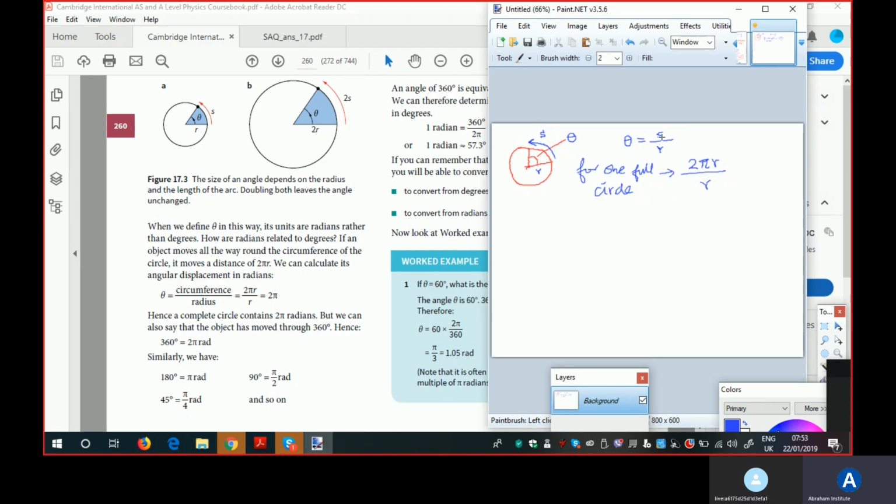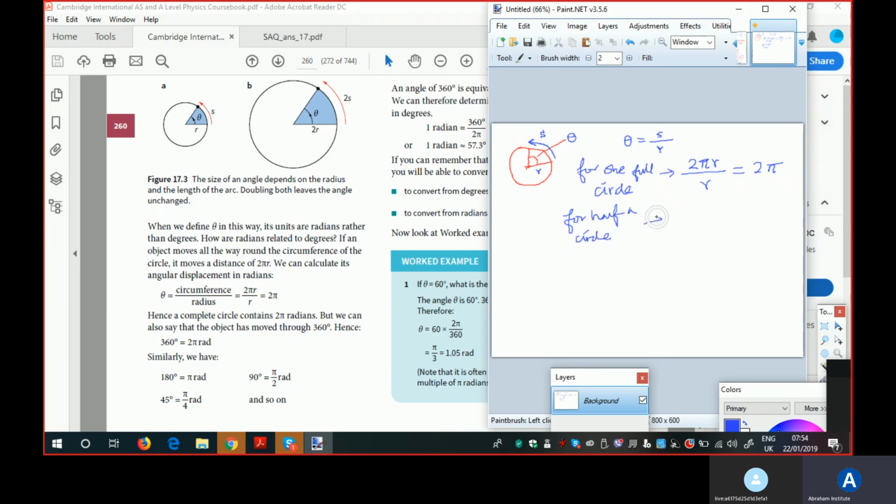Okay, so this is the circumference of the circle divided by the radius of the circle. All right, so we are using this formula. So circumference divided by the radius will give you the angle in radians. So when it completes 1 full circle, the angle is 2 pi radians. So let's say it started here, it went all the way around here. So the angle that it covers in radians is 2 pi. Okay, also we can consider for half a circle.